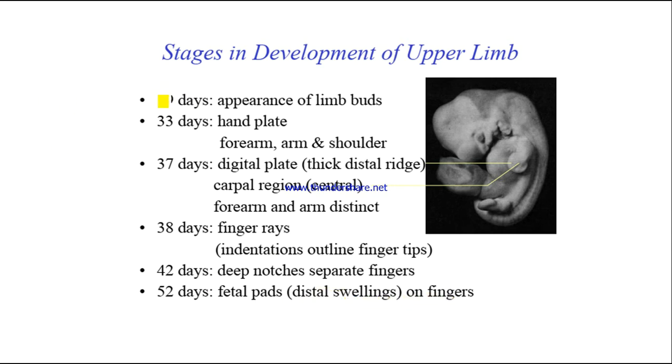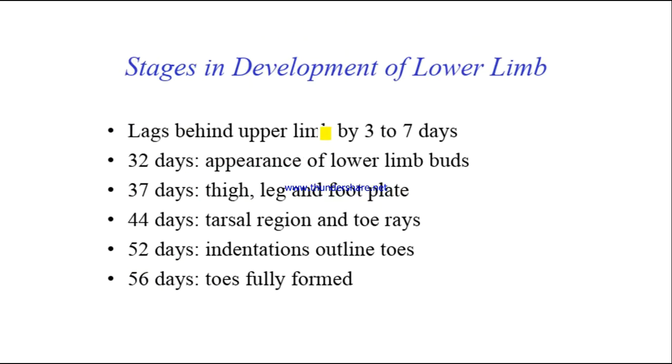So these dates are very important to remember in relation to limb bud development, because these dates and days are going to be used to assess for normal limb development.